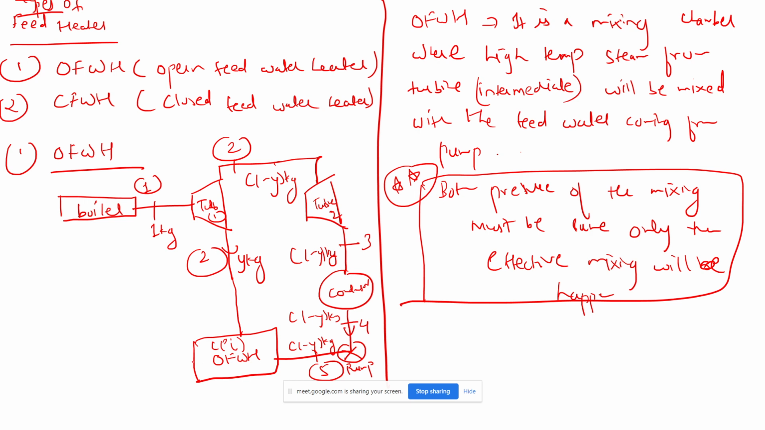Okay, so after the open feed water heater, what will happen? The condition of the steam will again improve. Here y kg and 1 minus y kg, so after mixing we will get 1 kg again. Then we supply it through pump 2. This is pump 1. So from 6 it will improve to 7, and then we supply this to the boiler.